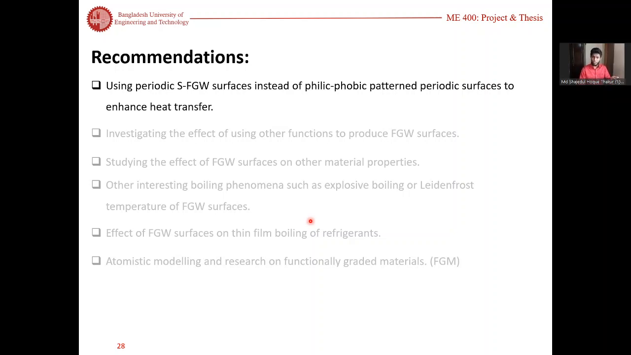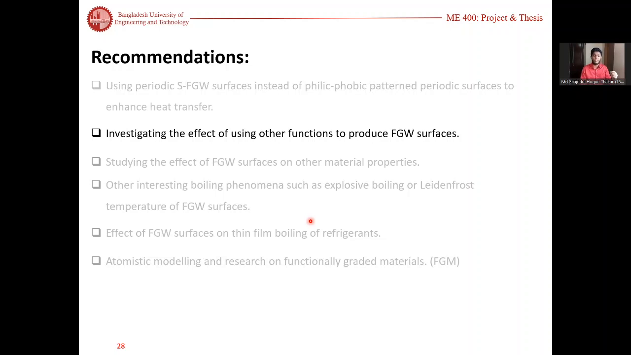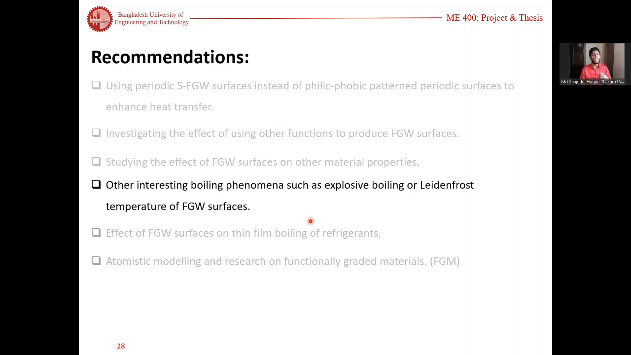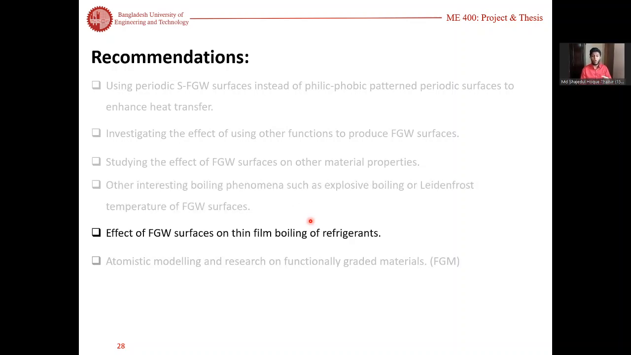And future research may investigate the effect of using other functions, and calculating other material properties such as thermal conductivity and specific heat capacity on FGW surfaces. They can also investigate explosive boiling or Leidenfrost phenomena, or thin film boiling of refrigerants such as water or R134A, etc.